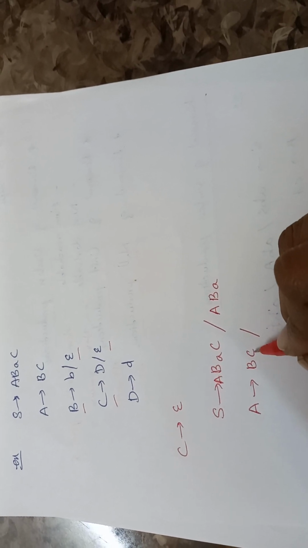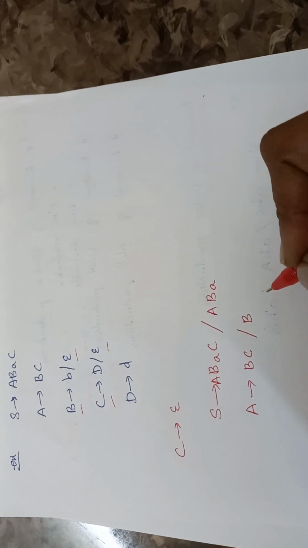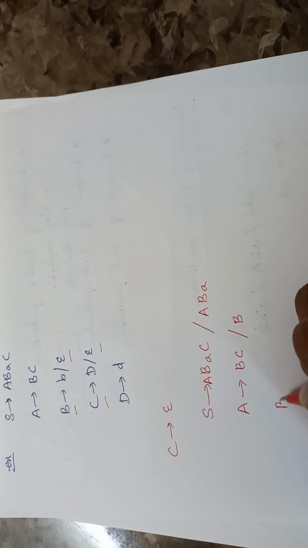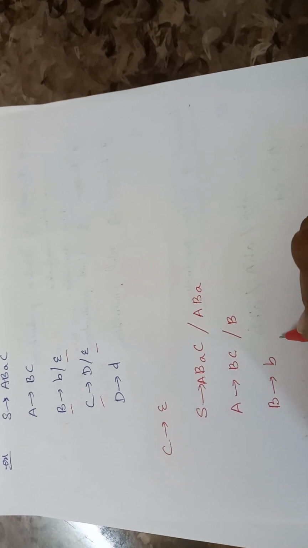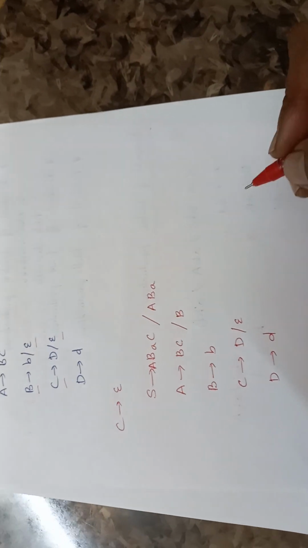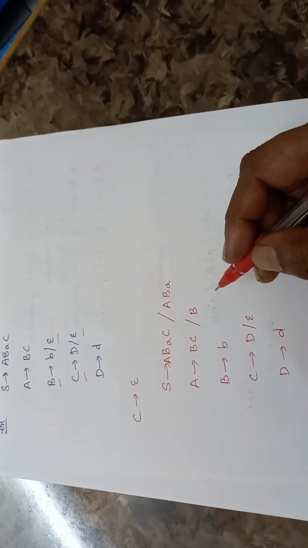A derives BC, whereas what will be added in the place of C? Suppose null is substituted, what will it give us as the answer? B. The next one, B derives B. Null should not be included here because we have started implementing null in the upper cases. So here we are not having more than that. So it is C derives D null, then D derives D as it is. So this is after removing the null production, C derives null.